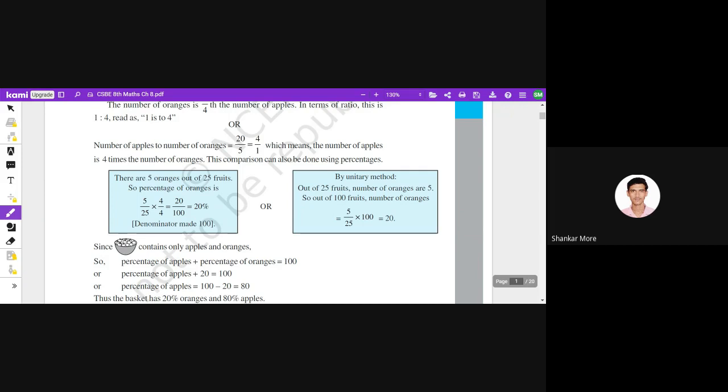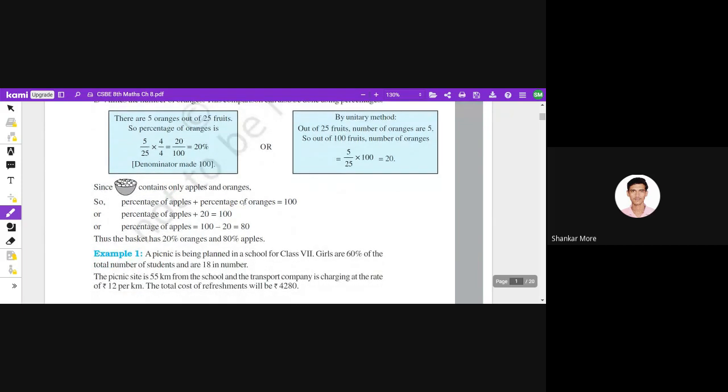Now let's see the second method, that is the unitary method. Out of 25 fruits, the number of oranges is 5. So out of 100 fruits, the number of oranges is equal to 5 divided by 25 multiplied by 100. Simply we are multiplying with 100. So we get a number which is 20, and that is also a percentage. So now we know that there are 20% oranges in that basket.